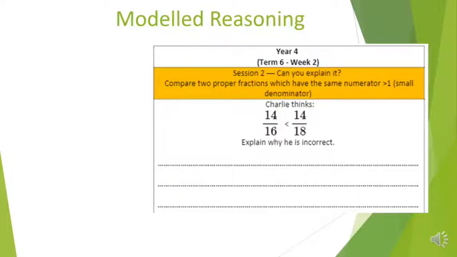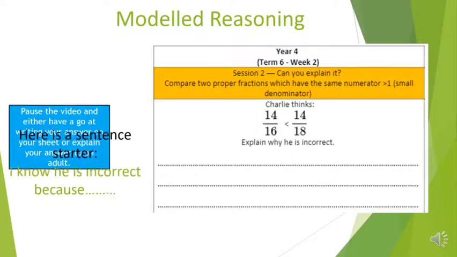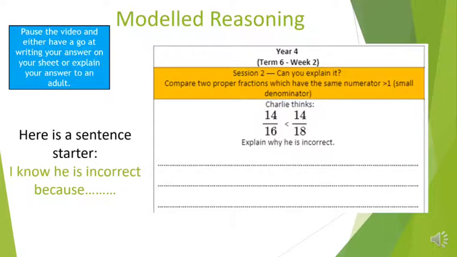So here's where we can write down our answer. We can use this sentence to help us. So I know he's incorrect because... So thinking about what is it that Charlie has done wrong? What mistake has he made and why has he made that mistake? What should he have done? And then what should the correct answer be? Once you've thought about that, pause the video and have a go at writing down your answer or explaining it to an adult.